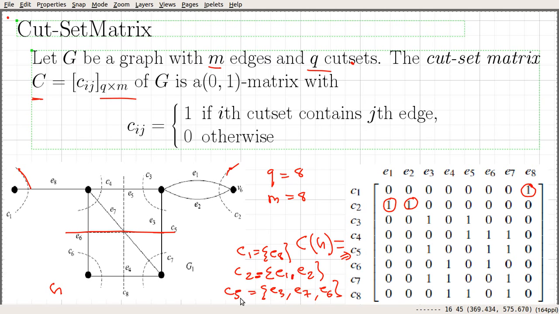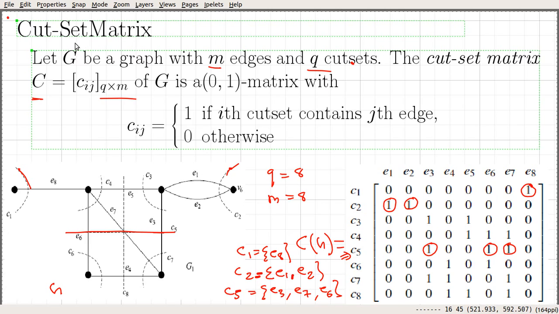Okay, that says C53. C53 will be equal to 1 because E3 belongs to C5. Similarly, C57 is also equal to 1 and C56 is also equal to 1. So that's how we define the cut set matrix. Similarly, we will do the same thing for each and every cut set: C3, C4, C6, C7, C8, etc. So that's the definition of what a cut set matrix is.